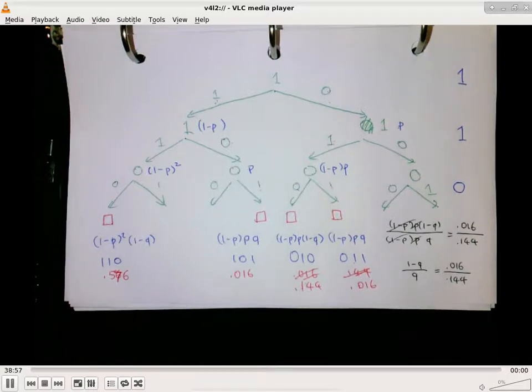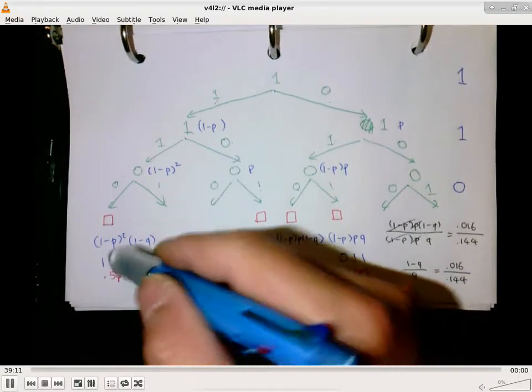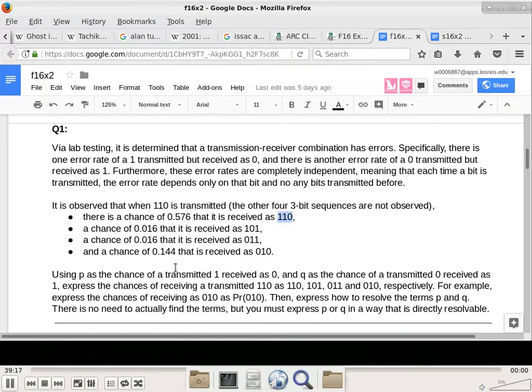Once you solve for Q, your P is easy. We have Q. The ratio flips. This ratio is going to solve for Q first, right? So once you know what Q is, you can plug Q into one of these equations and solve for P. And let me just go back to the question and see how far you have to take it. Then express how to resolve the terms P and Q. There's no need to actually find the terms, but you must express P or Q in a way that is directly resolvable, which means P has to be on one side of the equation, and the constants have to go to the right-hand side. That's it. Is that okay?